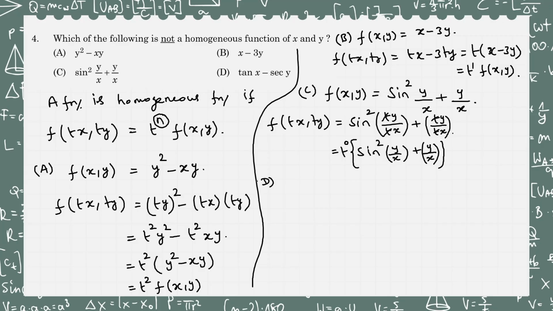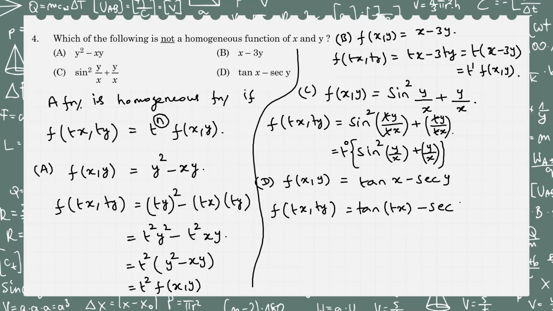So now let us consider the function given in option D. Let us take f of x comma y equal to tan x minus secant y. So when we find out f of tx comma ty, it will be tan of tx minus secant of ty. And there is no way we can write it like t power n times f of x comma y, right? So the function given in option D is not a homogeneous function. So the correct option is option D.